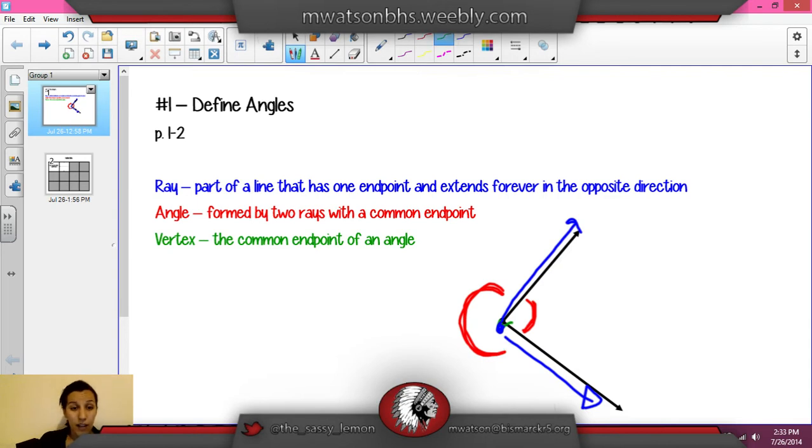Lastly, we have the vertex, and the vertex is a common endpoint of an angle. Basically, this common endpoint right here that forms the angle with the 2 rays, that's called the vertex.